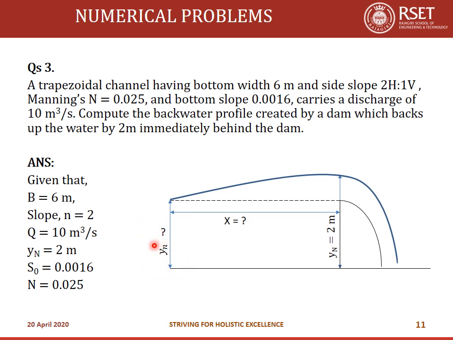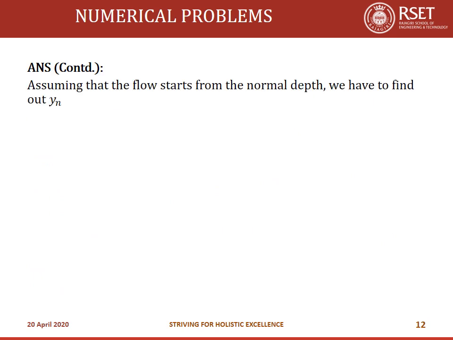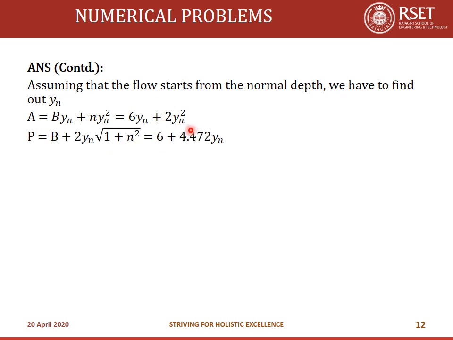I have to find out normal depth using trial and error, and then only I will be able to apply the direct step method to solve this problem. So first we'll solve for Yn. Assuming the flow starts from normal depth, we have to find out Yn. Now I use the formula, it's a trapezoidal channel, so B Yn plus N Yn squared. So 6Yn plus 2Yn squared is area. Wetted perimeter is B plus 2Yn into root of 1 plus N squared. So I will get 6 plus 4.472 times Yn.